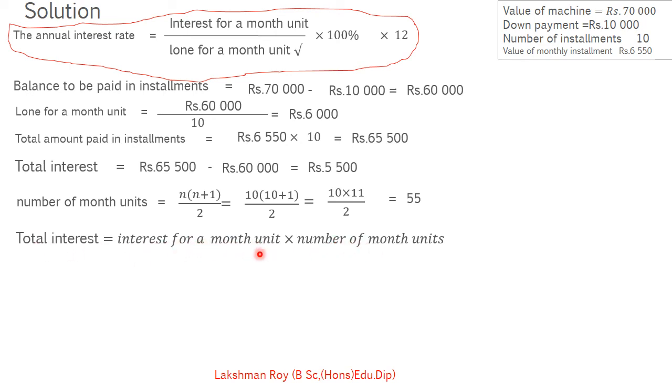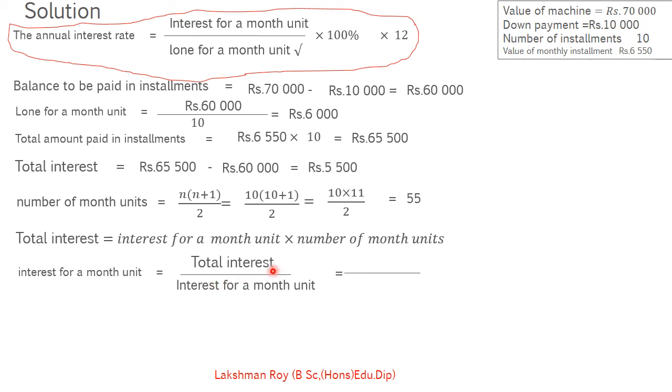So in this formula we already found two unknowns. What are the two unknowns? The total interest, 5,500, and also the number of month units we found, right? So then you can make interest for a month unit the subject. That means this is multiplied by the number of month units, so you can divide total interest by number of month units, and then interest for a month unit becomes the subject. So using these two you can find the interest for a month unit.